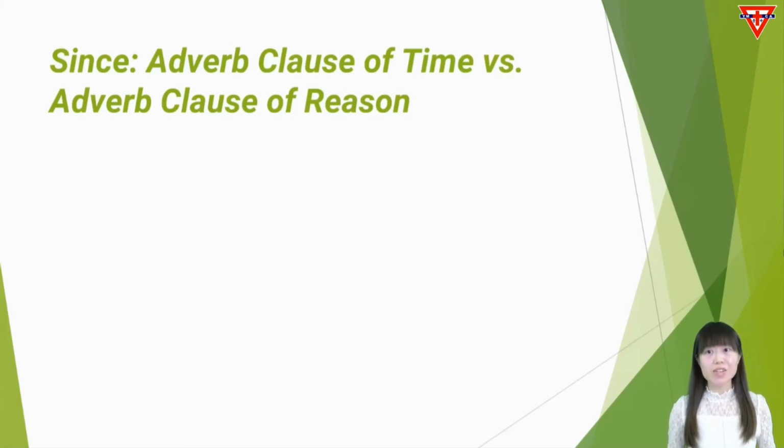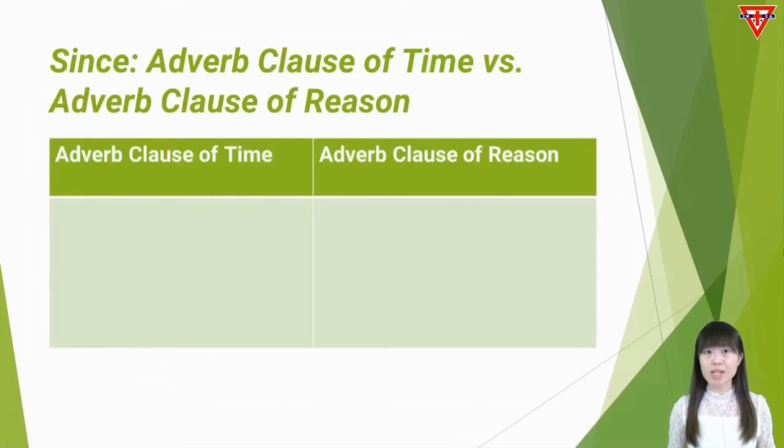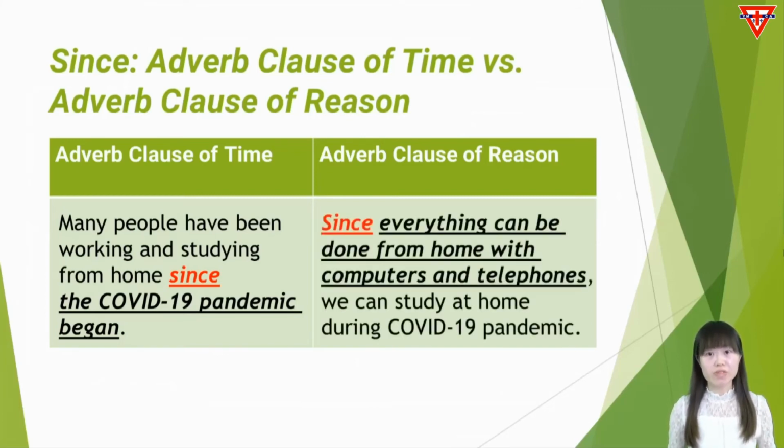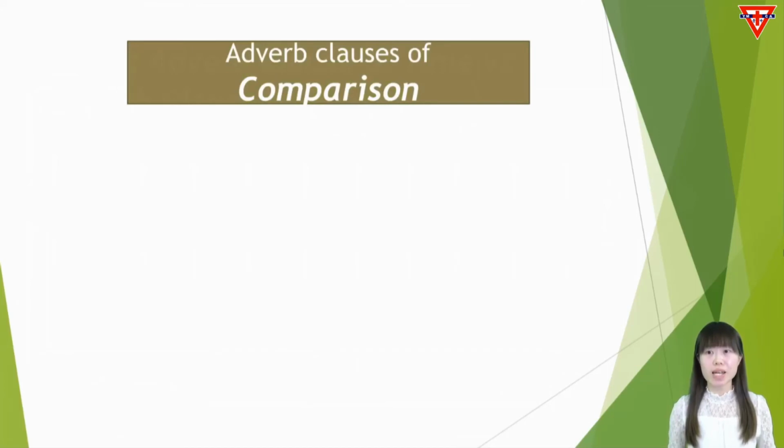Pay attention to the conjunction since. It can be used in both adverb clauses of time and adverb clauses of reason. When since is used to talk about time, it means from a particular time in the past until a later time or until now. Note that the verb in the main clause of the sentence is usually in the present perfect or past perfect tense. When since is used to talk about reason, it means because. For instance, this example explains the reason why we can study at home even during the COVID-19 pandemic.